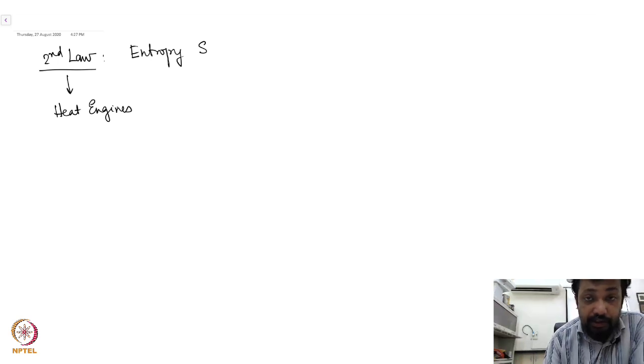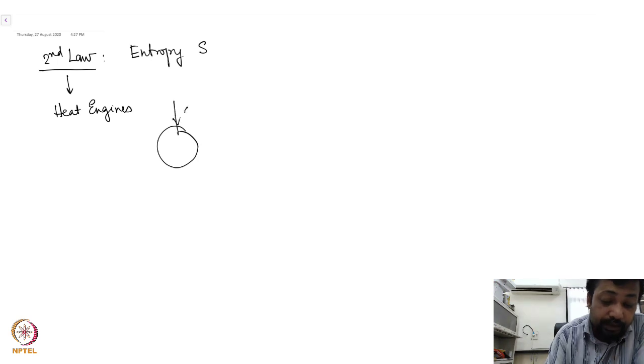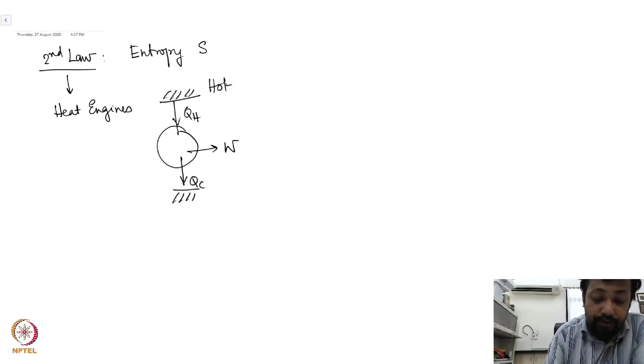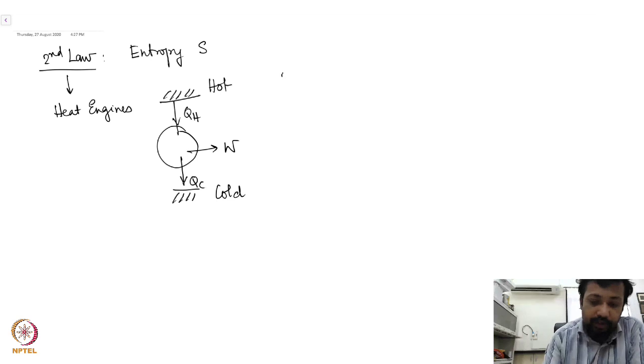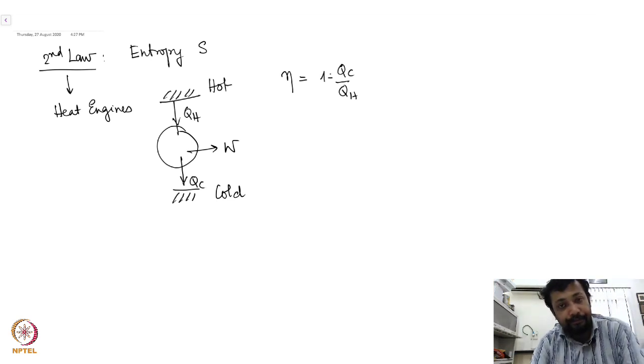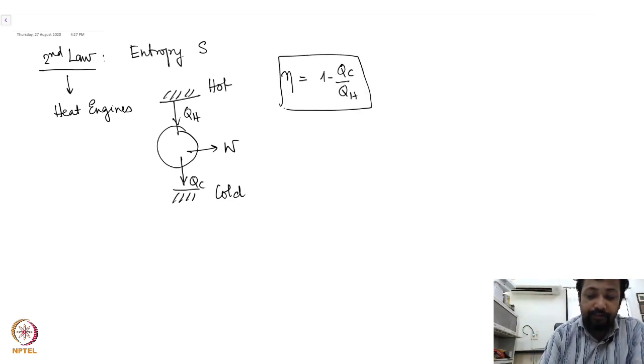A heat engine is basically an engine which takes a certain amount of heat QH from a hot reservoir, does an amount of work W, and dumps an amount of heat QC to the cold reservoir. So this is my hot reservoir and this is my cold reservoir. If you have designed an engine, then you want to know its efficiency. The efficiency of the engine is defined as 1 minus QC over QH. This is how you define the efficiency of the engine.